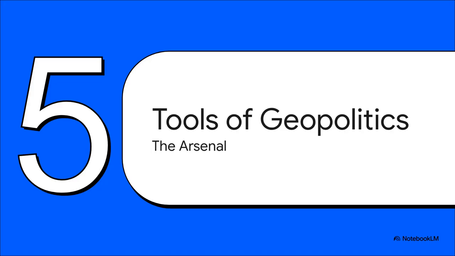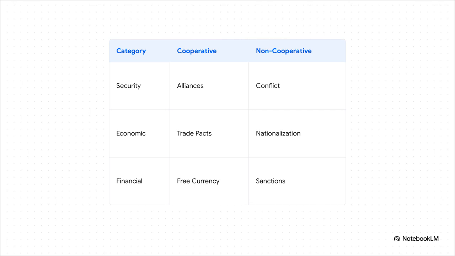Moving right along to Section 5, the tools of geopolitics. Let's look at the arsenal. We've seen the playbooks, but what specific tools do they use to actually execute these strategies? Now, what's really interesting about this is that the exact same category of tool can be used to either build a bridge or instantly escalate a conflict.